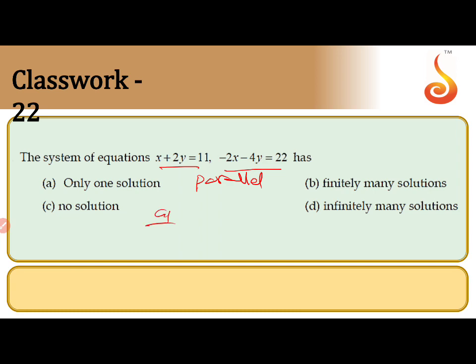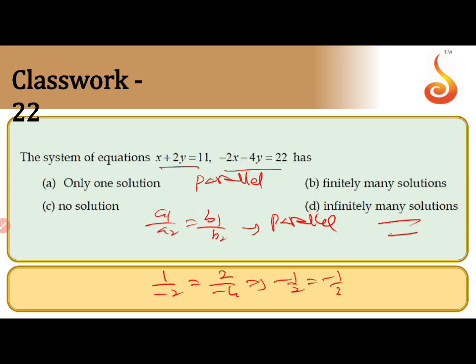The ratio you can take, A1 by A2 equal to B1 by B2. That means this is a condition for parallel. The lines are parallel means they never intersect, no solution for this one. Here A1 by A2 means 1 by minus 2 equal to 2 by minus 4. Both are same or not? Minus 1 by 2 equal to minus 1 by 2. That means they are parallel lines. They should not intersect. In this case, no solution.